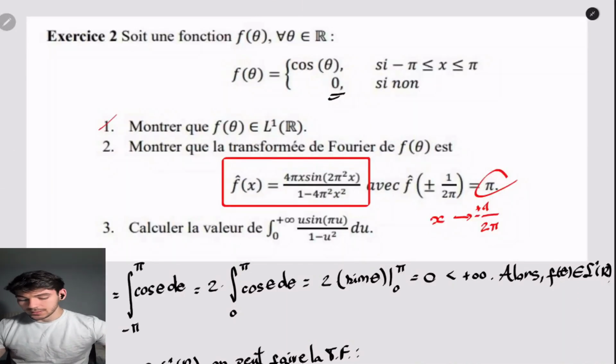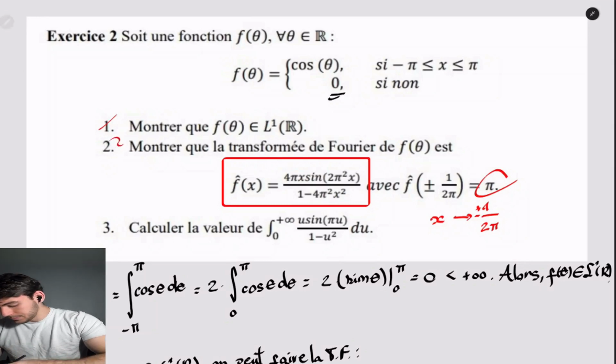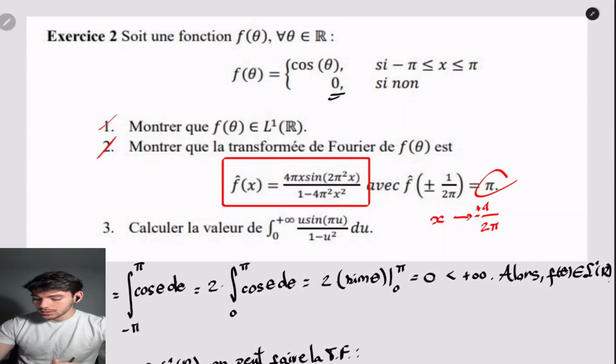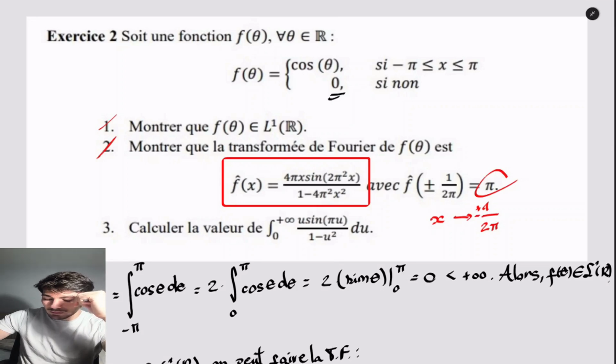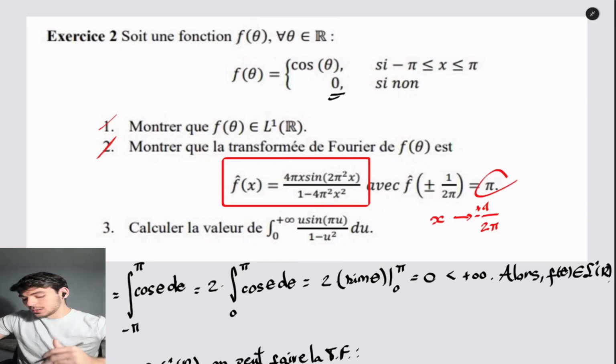So now we can say that we've finally done with question 2. So now question 3, we need to calculate the value of the integral going from 0 to infinity of u sine pi u divided by 1 minus u squared du.